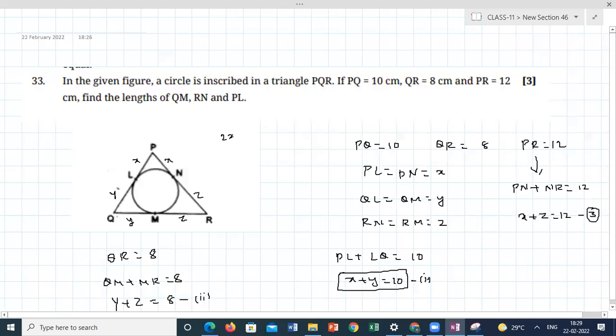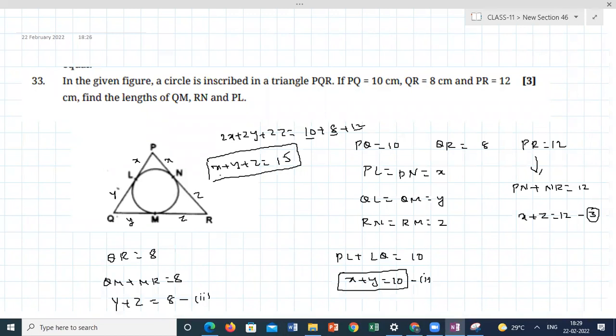Perimeter, that is 2x plus 2y plus 2z is equal to 10 plus 8 plus 12. So X plus Y plus Z is equal to 15, because 10 plus 8 plus 12 is 30, 30 by 2 is 15. So I got X plus Y plus Z value, I got X plus Y value. So hope you know how to solve this question. I need answers, please. Almost done.